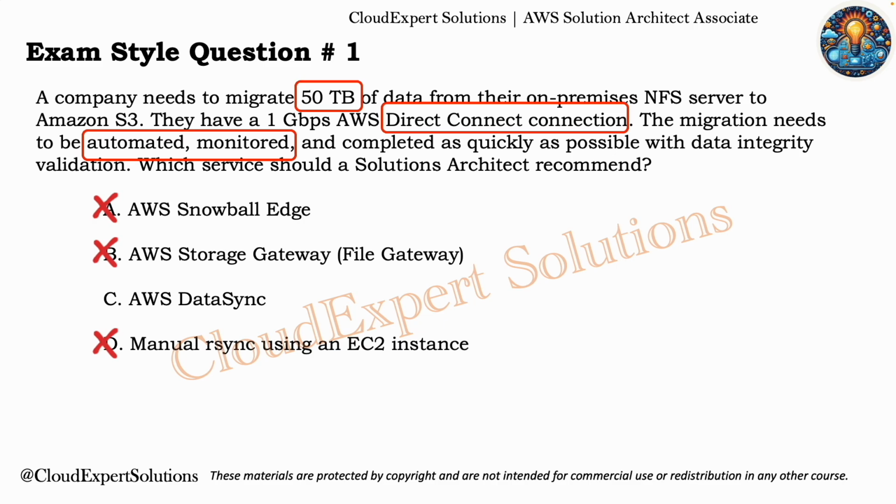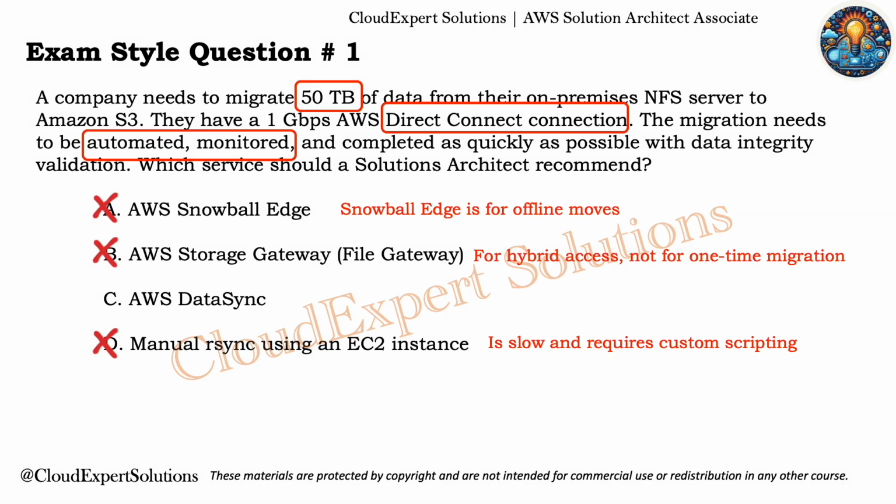Because Snowball Edge is for offline movement, Storage Gateway is for hybrid access, keeping the data synced. That is not for one-time migration, or it's not for migration acceleration. And manual rsync is slow and it requires custom scripting. That is why DataSync is the perfect fit for this online migration scenario.